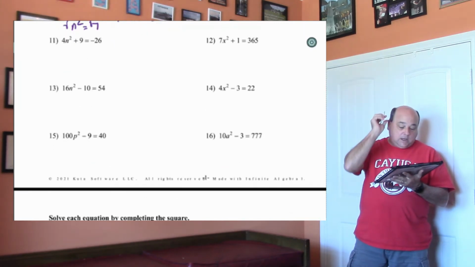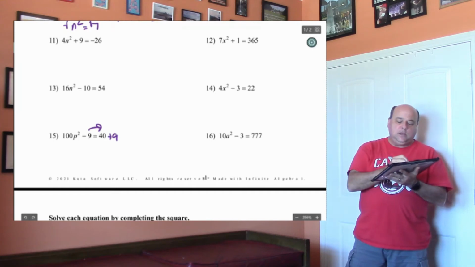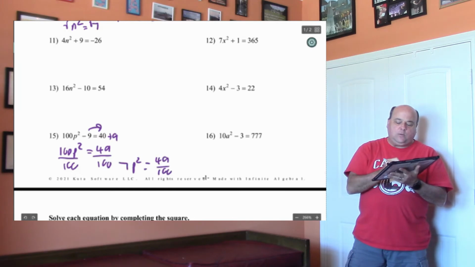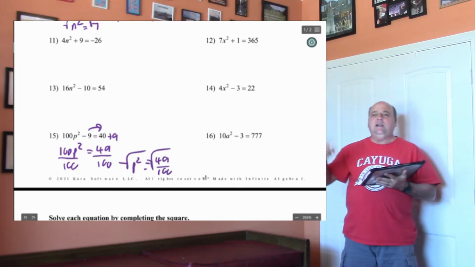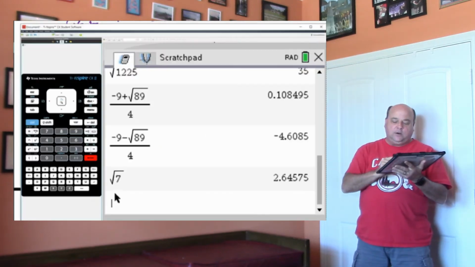Let's do 15. I'm going to move over the 9, so I'll have 100p squared equals 49. Divide by 100, I'll get p squared equals 49 over 100. Don't freak out with the fraction here. Now then, let's just do this on a calculator. We're going to get the square root of 49 over 100, okay?